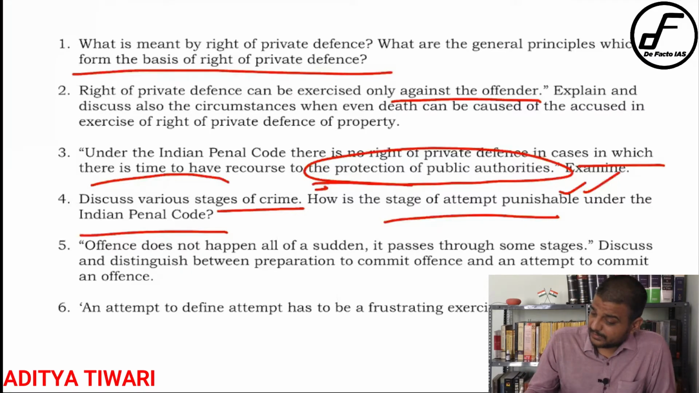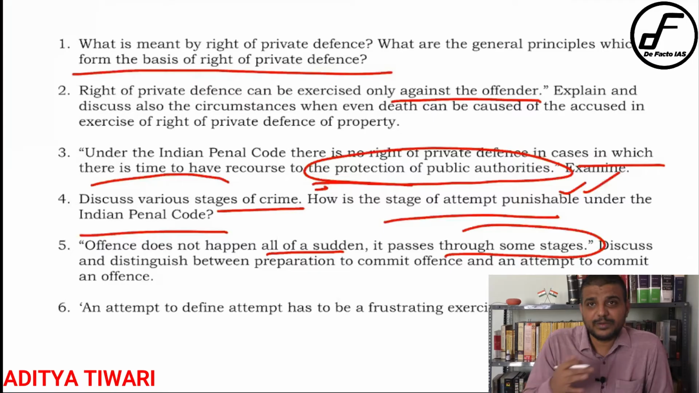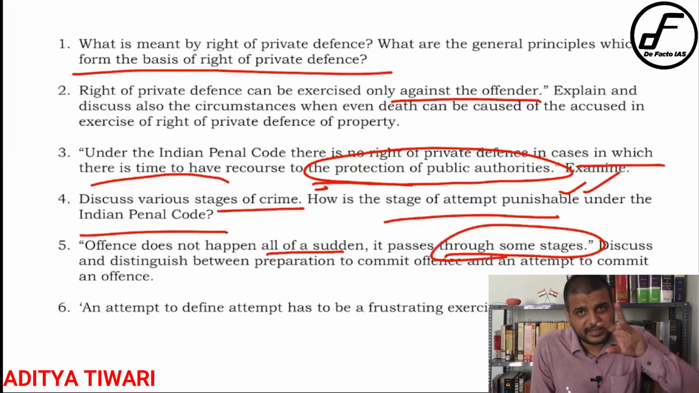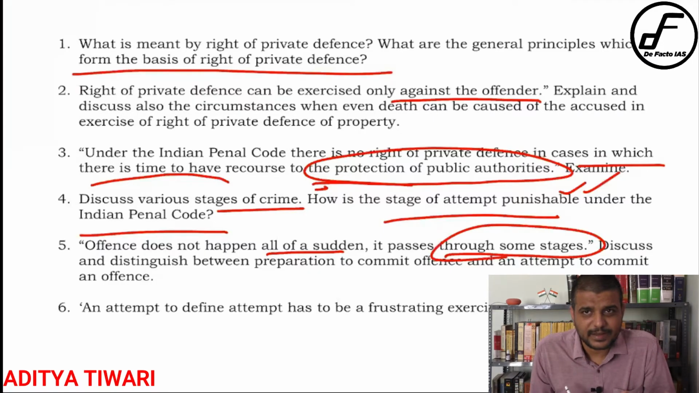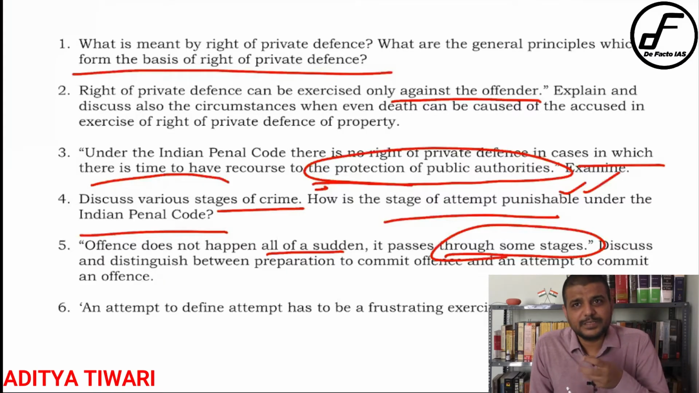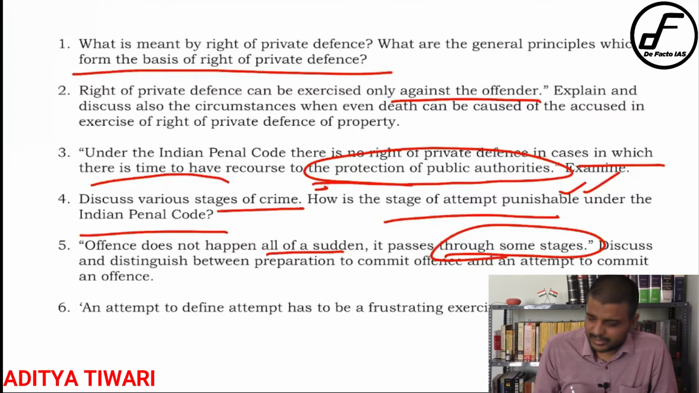Now then, attempt does not happen all of a sudden. It passes through some stages, right? So you have to talk about different stages, and then you have to explain the interconnectivity between those stages as well. How intention leads to preparation, how preparation leads to attempt, and how attempt leads to commission of a crime. Discuss and distinguish between preparation to commit an offence and attempt to commit an offence.